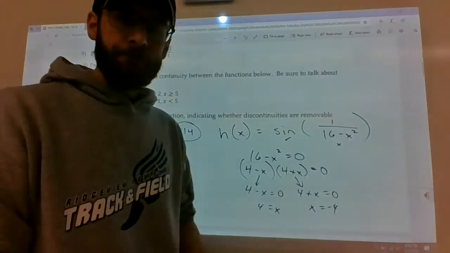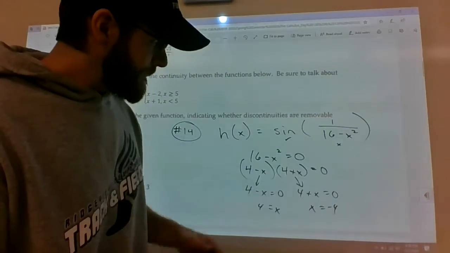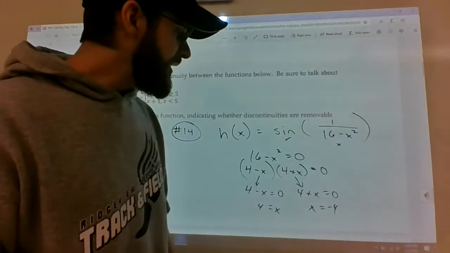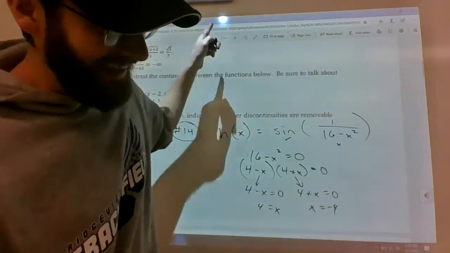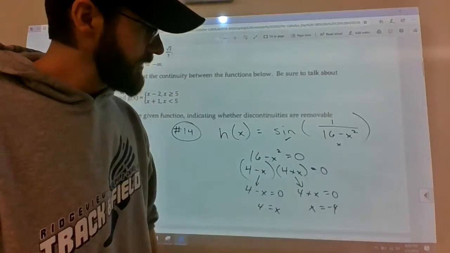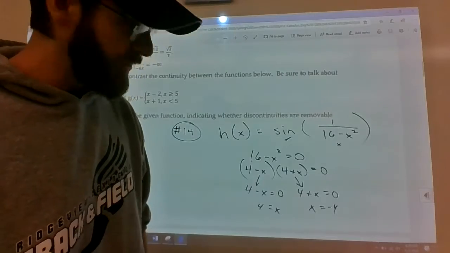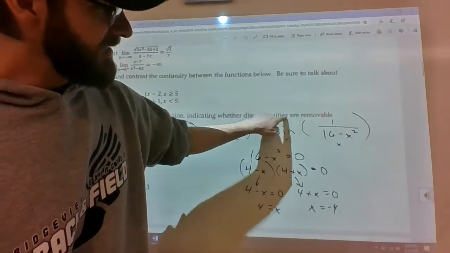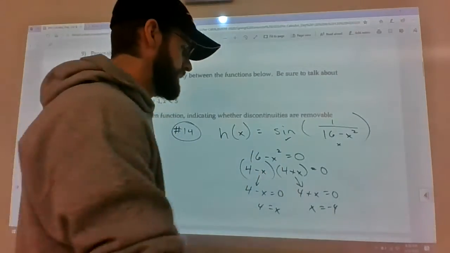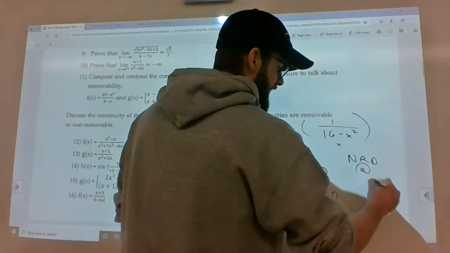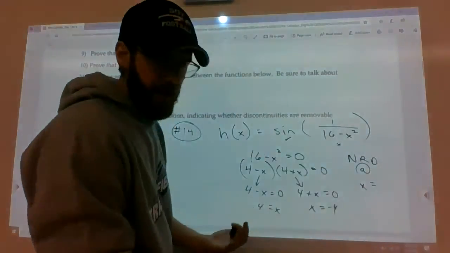All right, so now we check this out. These are definitely places where this function does not live. And they were not obtained by canceling something out. So they're non-removable discontinuities. And they're the only ones because sine is kind of cool everywhere else. So you'd say it's non-removably discontinuous at x equals, and you could say plus or minus 4.